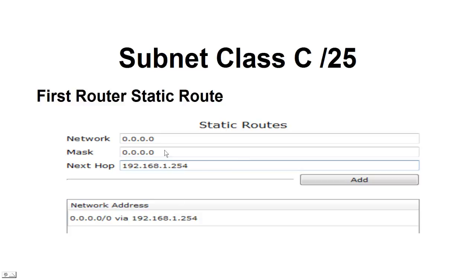That's going to tell the routers anything coming in, we're going to forward it to this IP address here, 192.168.1.254. Now this IP address is called the next hop, and that's where this first router is connected to the second router. That's the IP address of the second router. So we're just going to click on add here, and that'll add this new route, this default route.